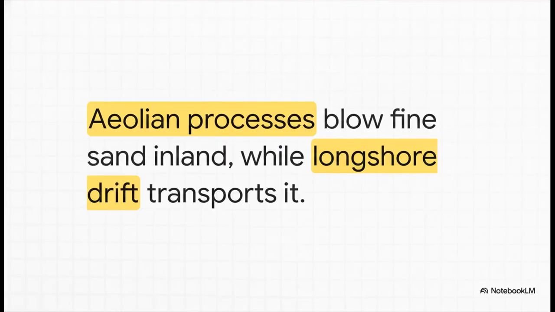So we've got sudden cliff collapses and river floods, but backing all that up are the steady, everyday transfers. Think of longshore drift like a relentless conveyor belt, constantly shuffling sediment from one stretch of coast to the next. Add in aeolian, or wind processes, where the breeze picks up fine sand from the dunes and blows it inland, and you've got a system that is literally always redistributing its wealth.